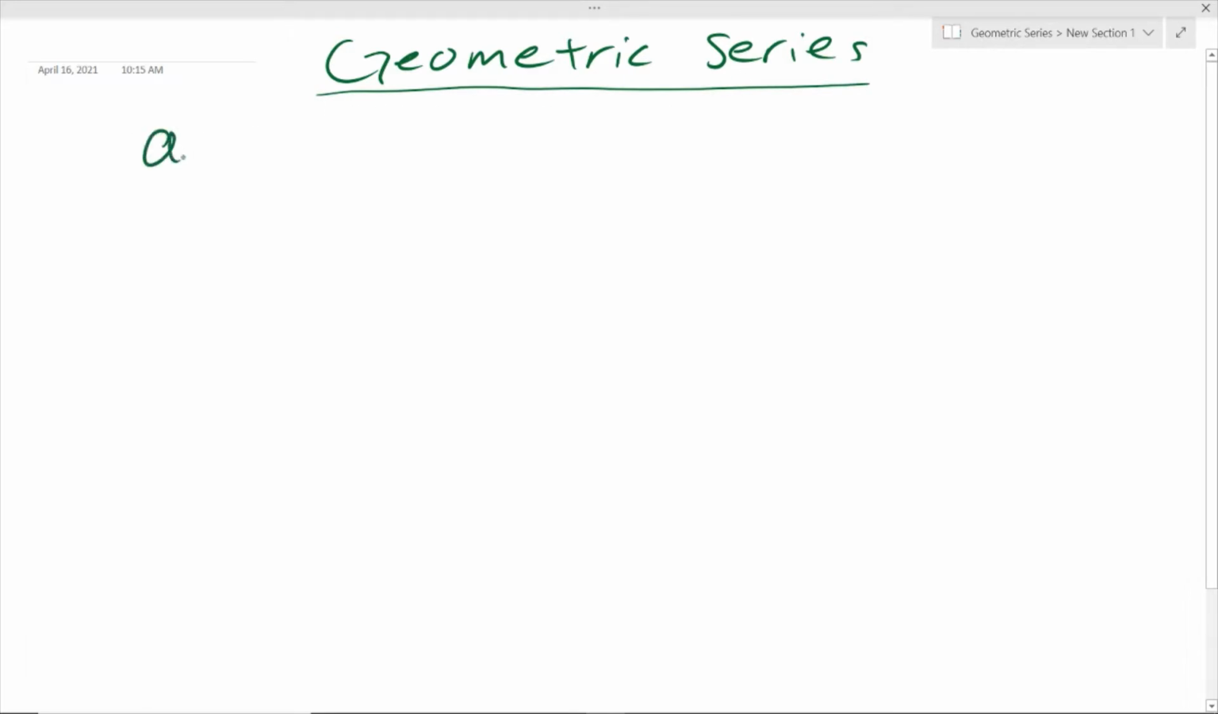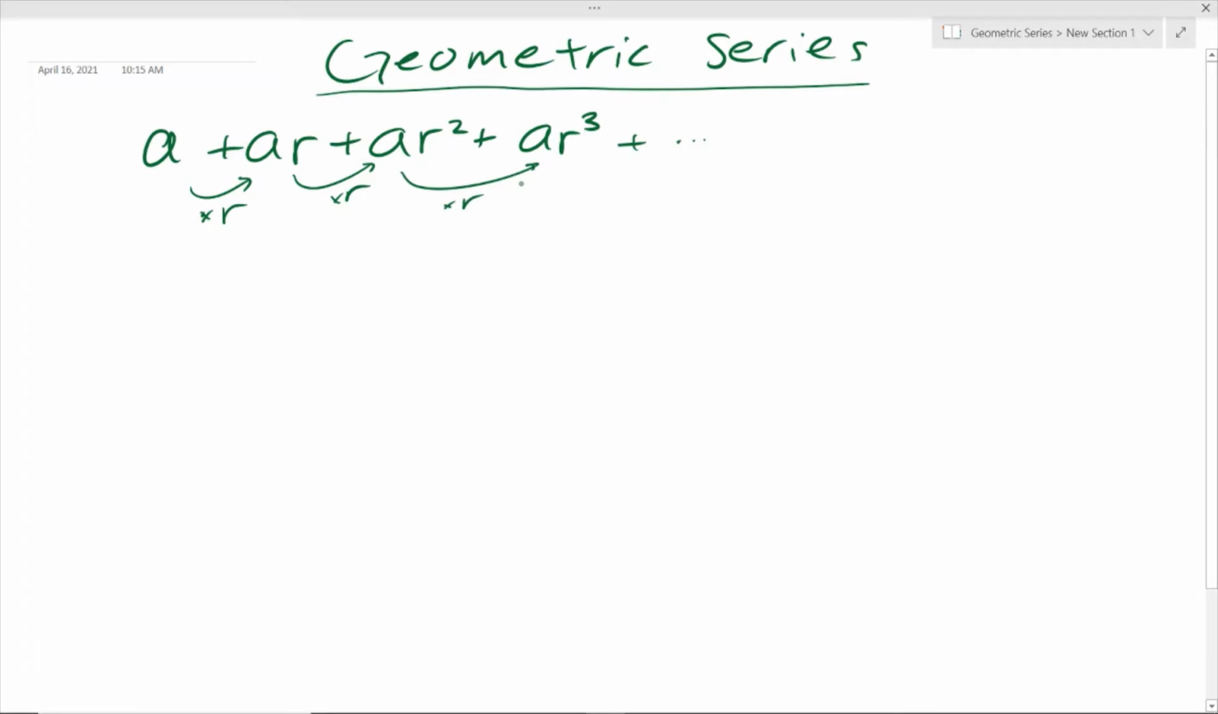So you will start with A, okay? And then you're gonna add A times R, and then you're gonna add A times R squared. Then you're gonna add A times R to the exponent of 3, and so on and so forth, right? So you see you're multiplying by R each time. Because here there was no R, now there's R here, and there's R squared here, but there was only R to the exponent of 1 here. So you're multiplying by R each time, and then it goes all the way to A times R to the exponent of n minus 1.